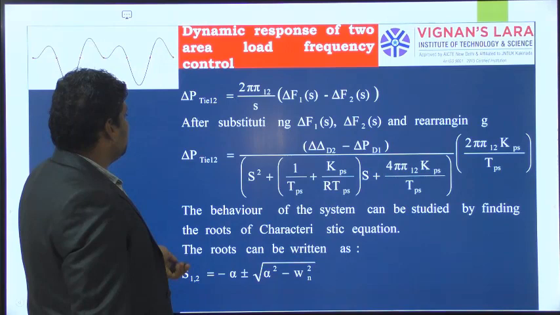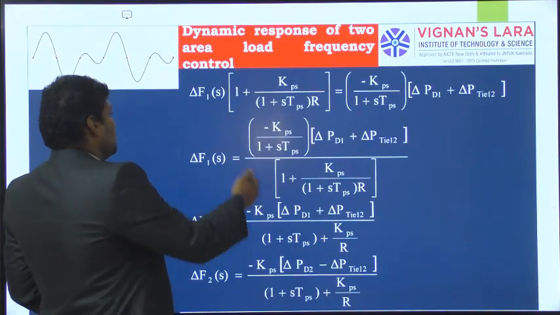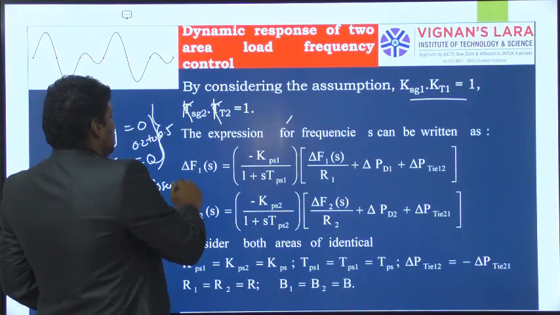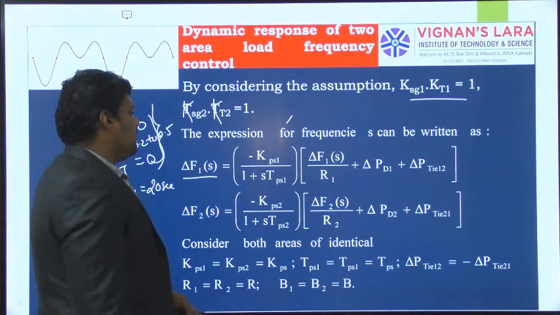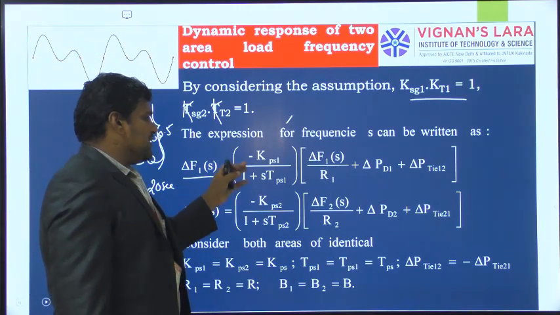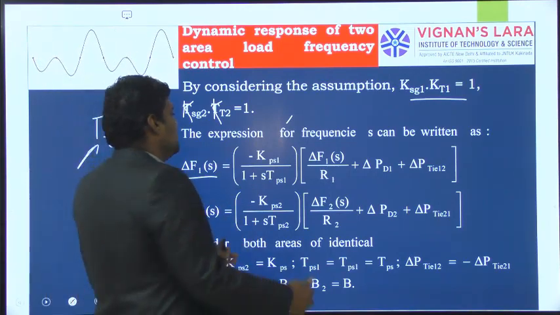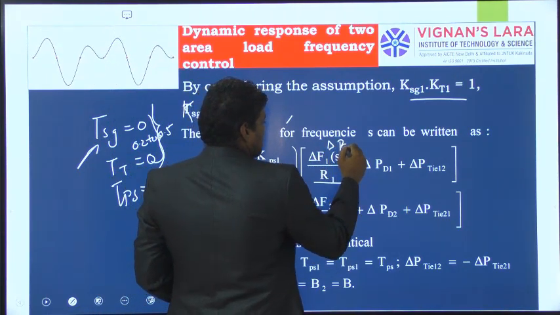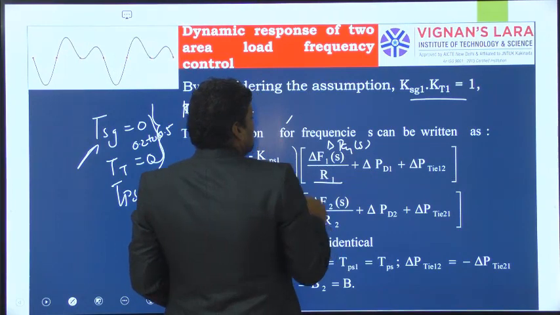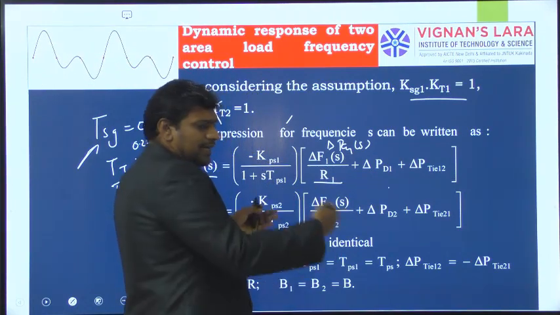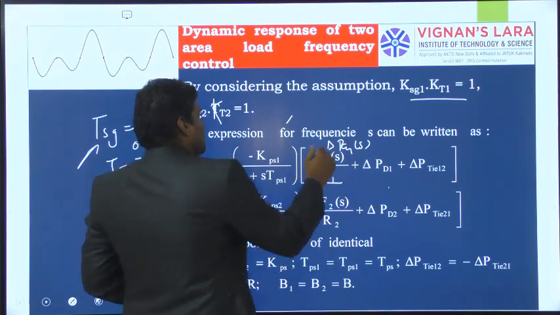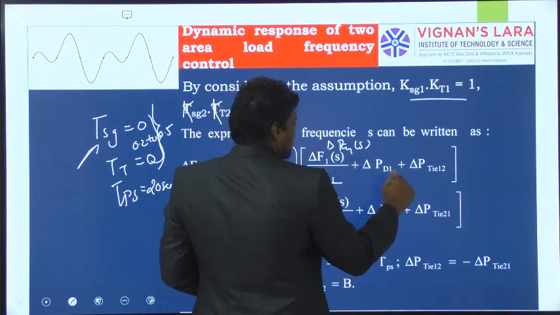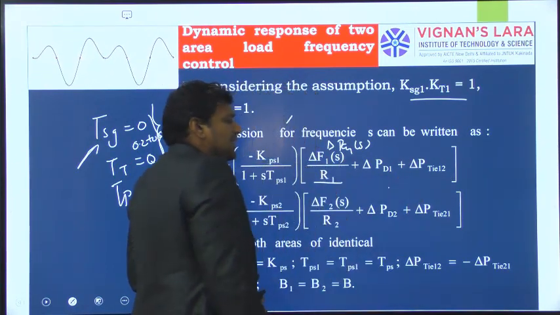So with that expression, we have written the expression for the change of frequency delta F1 of S: minus KPS1 by 1 plus S TPS1 times delta Pg1 of S. Okay, you are taking minus common. Therefore, minus delta Pg1 of S minus delta PD1 minus delta P tie 1-2.